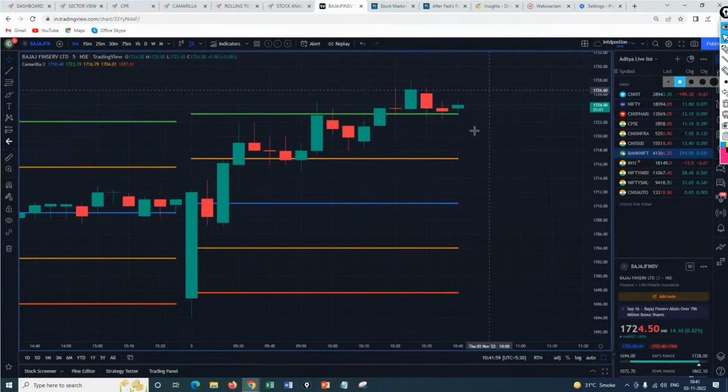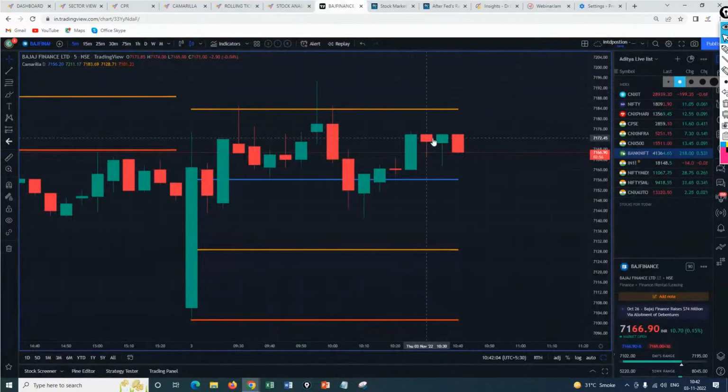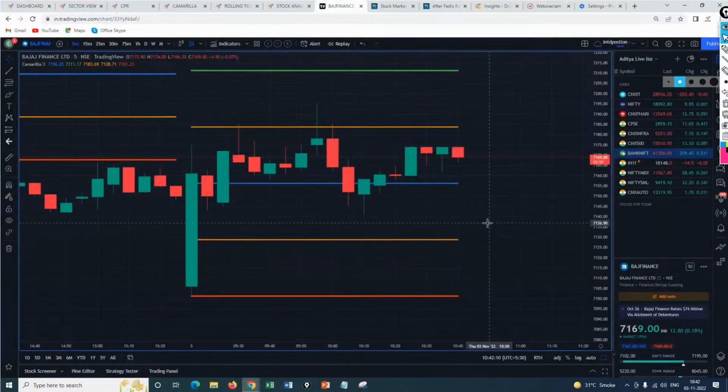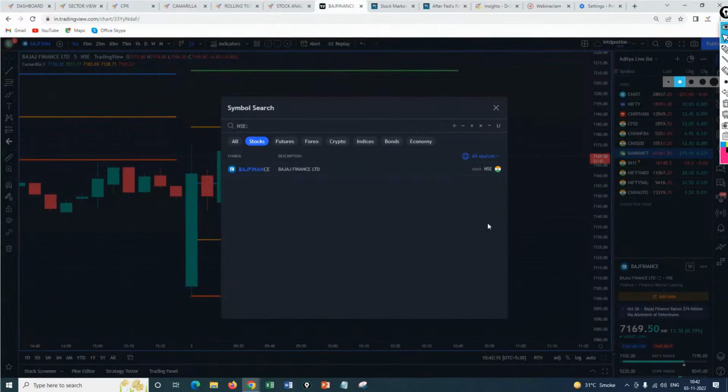Here I see that Arjun Patel has also written in the chat that he's bought Bajaj Finserv. Or did you mention Bajaj Finance? I'm assuming you mentioned... Let us see. Here we are, yes.